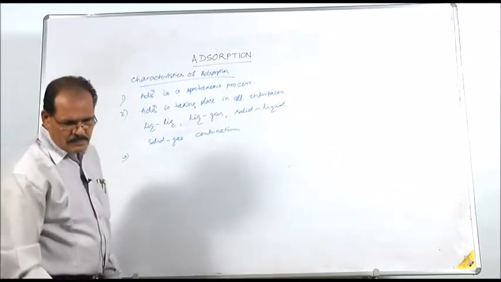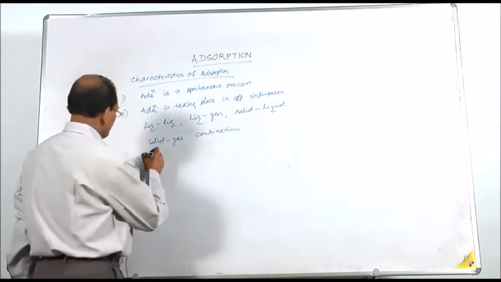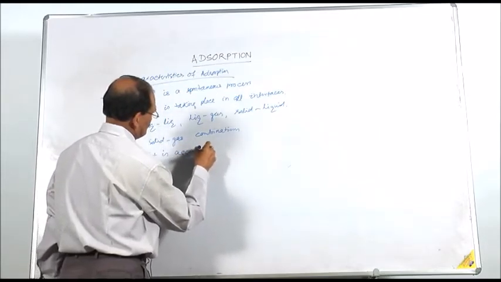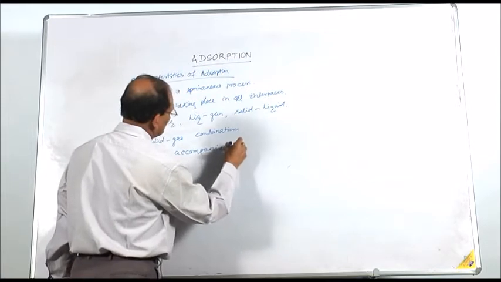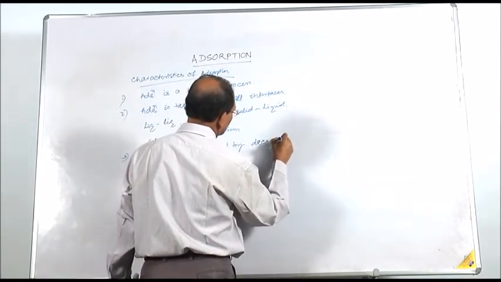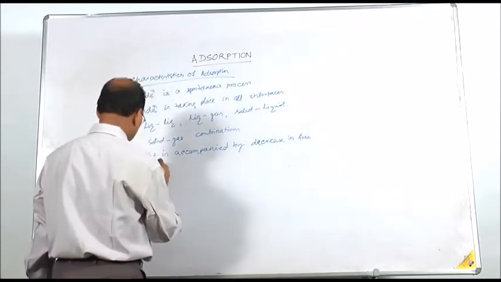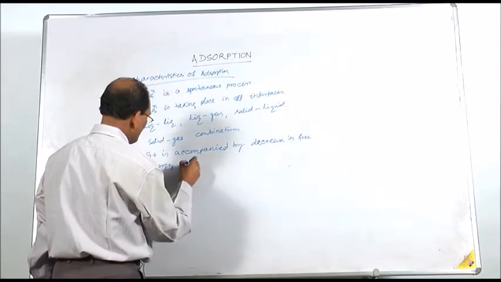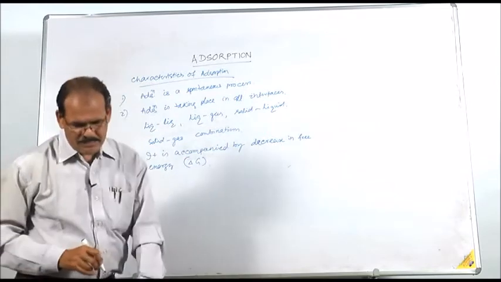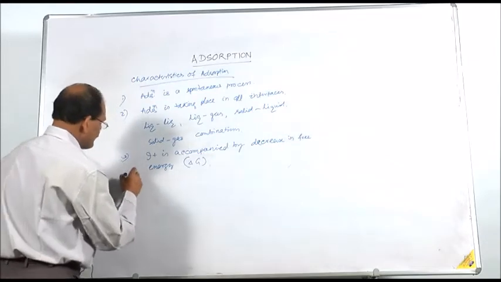Third point, it is accompanied by a decrease in free energy, that is delta G. Simultaneously, it is also accompanied by a decrease in entropy.